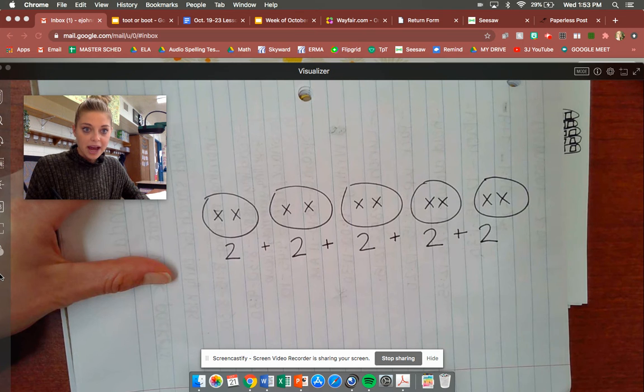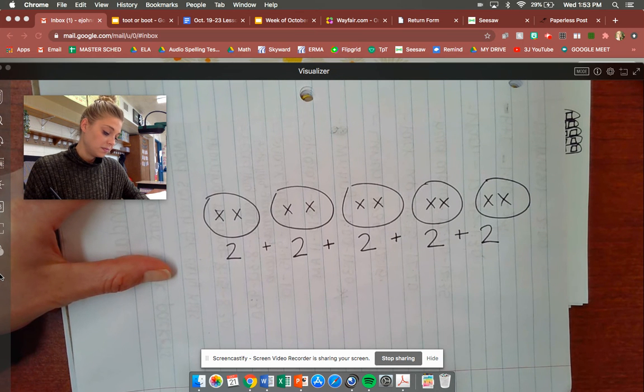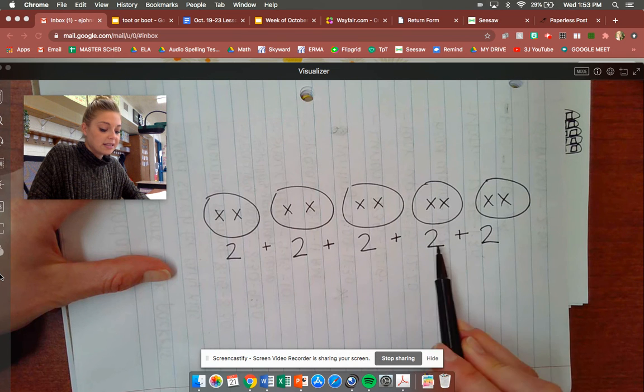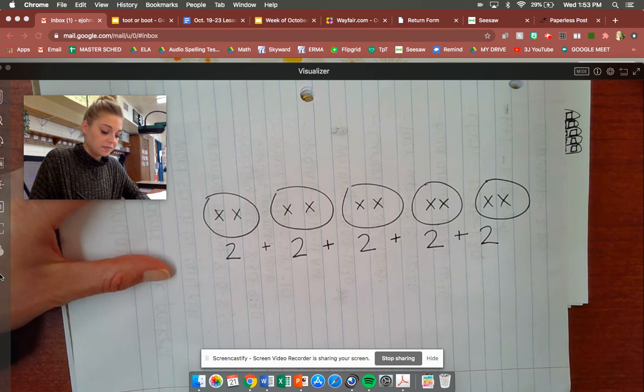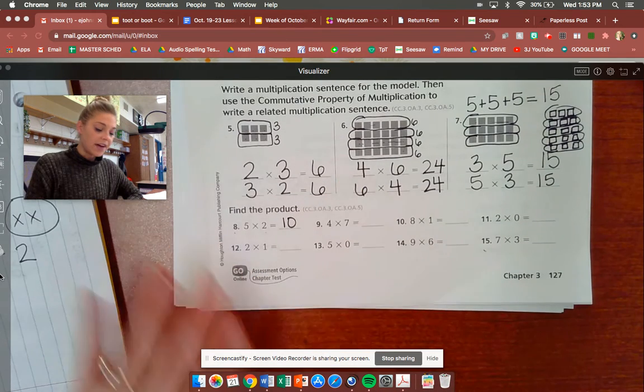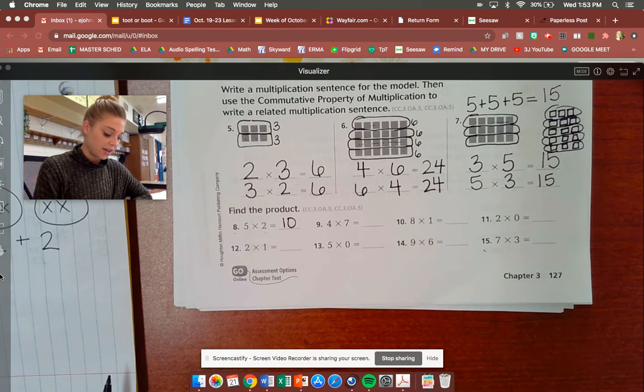And then I could skip count. I could say 2, 4, 6, 8, 10. So 5 times 2 is 10. 5 groups of 2 is 10 objects altogether.